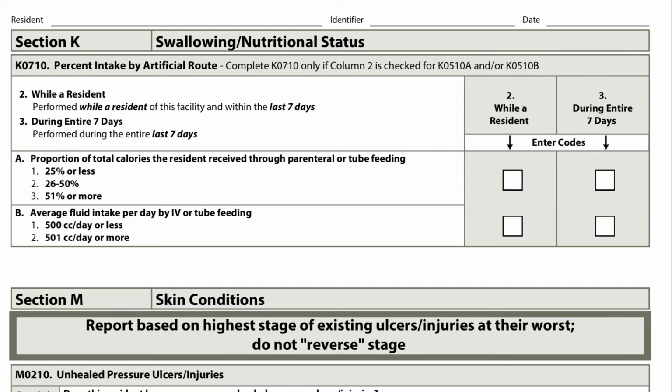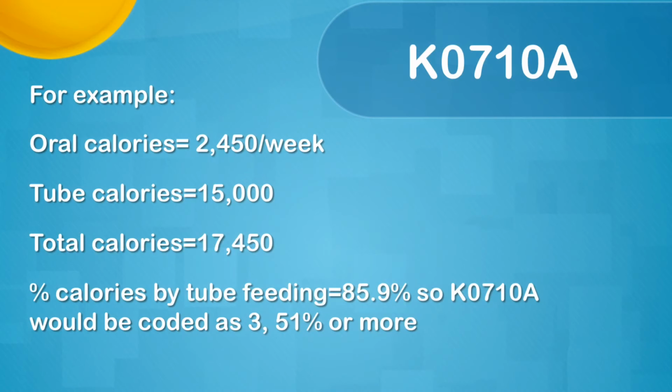K0710. Calculate calories through the parenteral or tube feeding routes. If there was a minimal intake by mouth, such as sips, then code 3, 51% or more. If PO intake is more substantial, the dietitian should calculate the amount. For example, if oral calories were 2,450 per week, tube feed calories were 15,000 per week, and total calories were 17,450 per week, the percent calories by tube feeding would be 85.9%, so we would code that as 3, 51% or more.